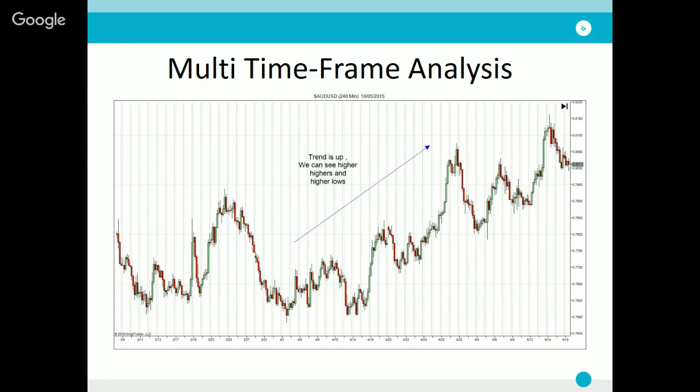So this is key. If we're looking to trade on the lower time frames, we need to be aware of what is happening on the higher time frames, not only with a view to identifying trading opportunities, but also with in mind of how we're going to manage our trades, how we're going to manage our risk in terms of the type of stops we place and also in terms of the type of targets we place.